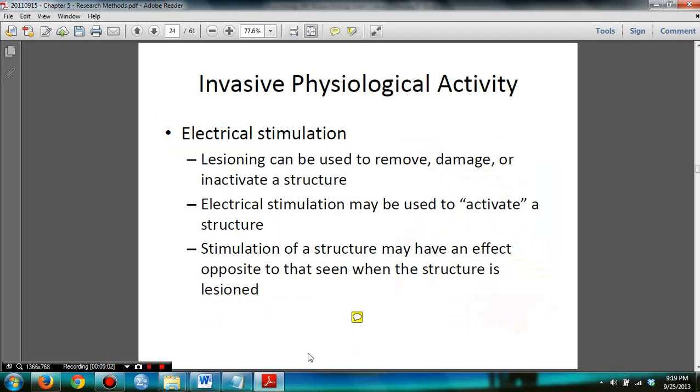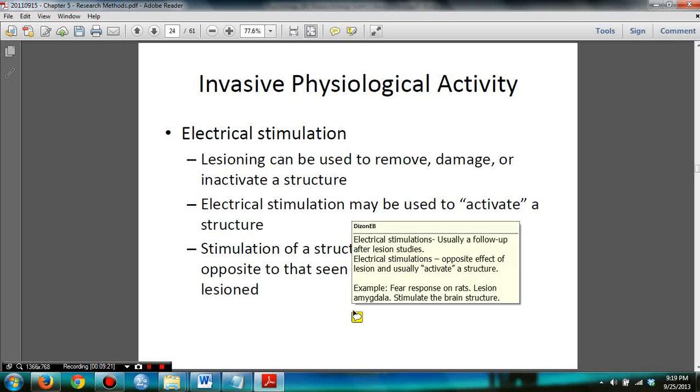And now we're talking about electrical stimulation. So basically, electrical stimulation may be used to activate a structure. Stimulation of a structure may have an effect opposite to that seen when the structure is lesioned. Here's my side note.